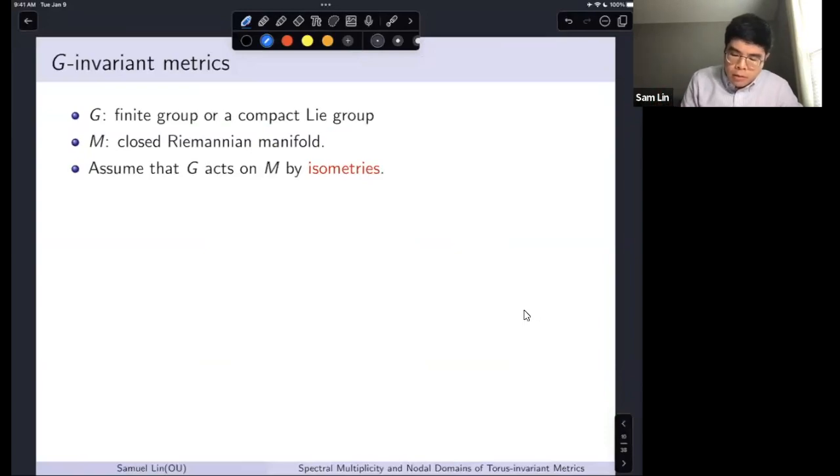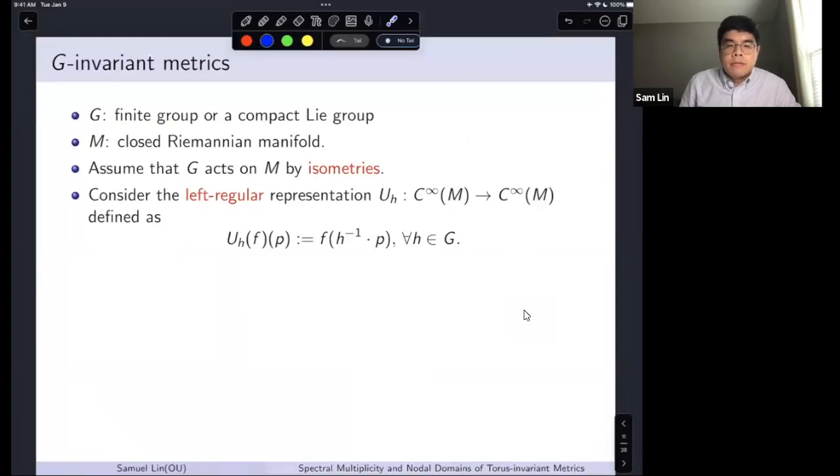Okay, so now we will assume that we have a finite group or a compact Lie group acting on a closed Riemannian manifold by isometries. Then we can define a left regular representation of G on C-infinity functions as follows. Given a C-infinity function f, I define U_h of f to be another function such that U_h f of p is f of h inverse acting on p, for each element h inside of G. So this is a representation.